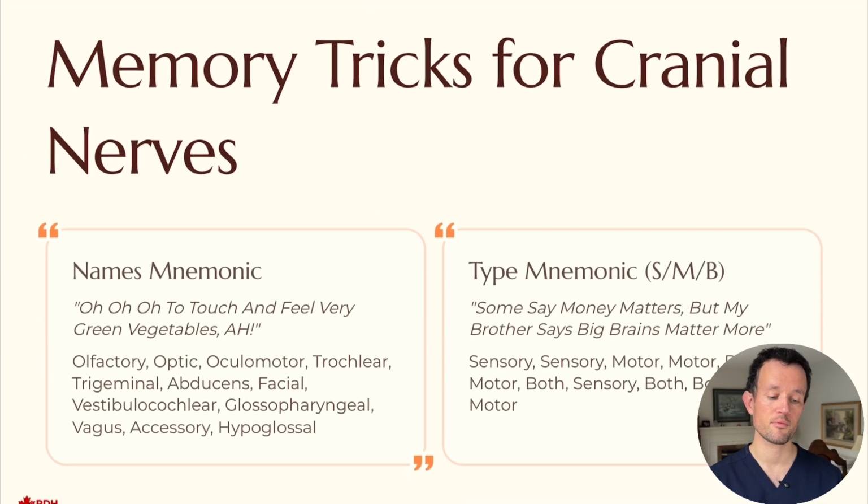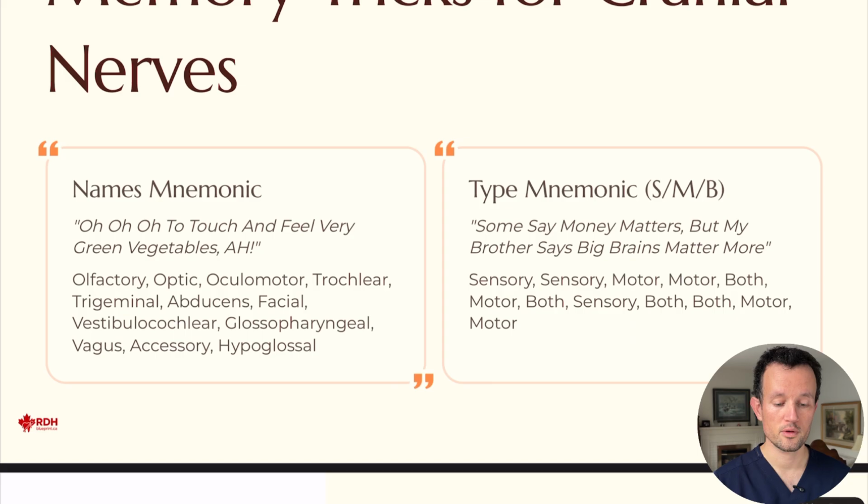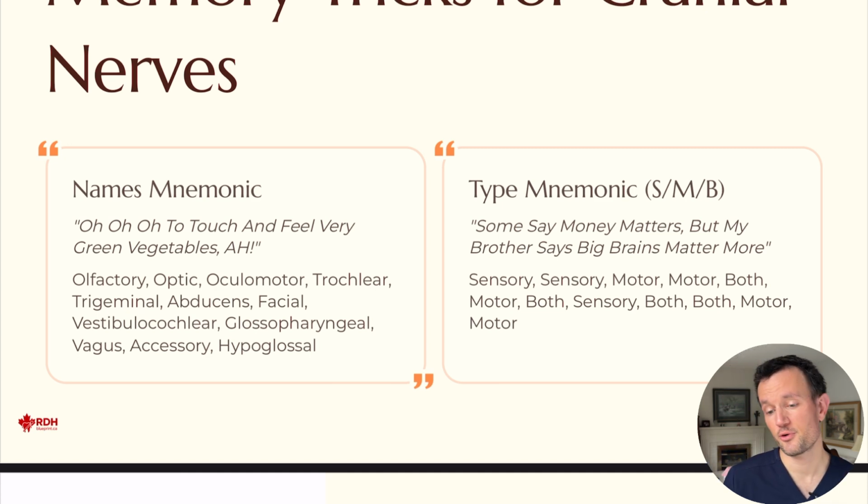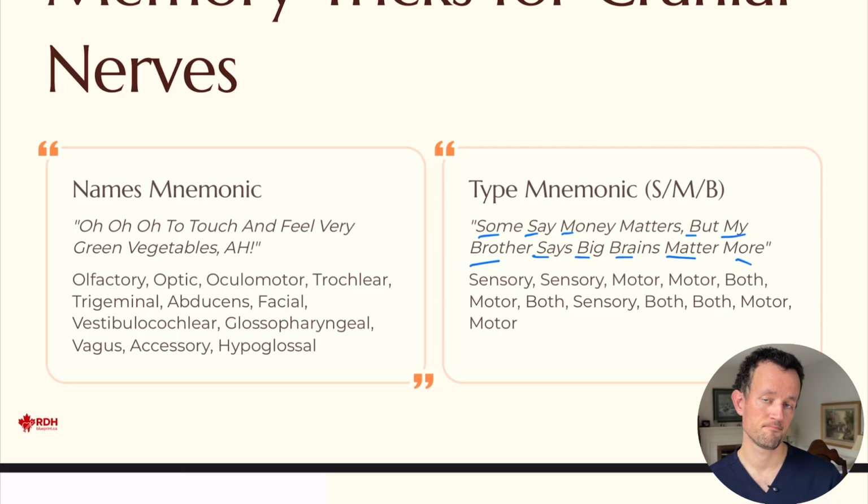Know it. So how can you remember this? You have to remember O, to touch and feel very green vegetables. That's how you remember it, right? Olfactory, optic, oculomotor. That's the way you can do it. And remember, if there is sensory, motor, or both, you can say, some say marry money, or some say money matters, but my brother says big brains matter more.